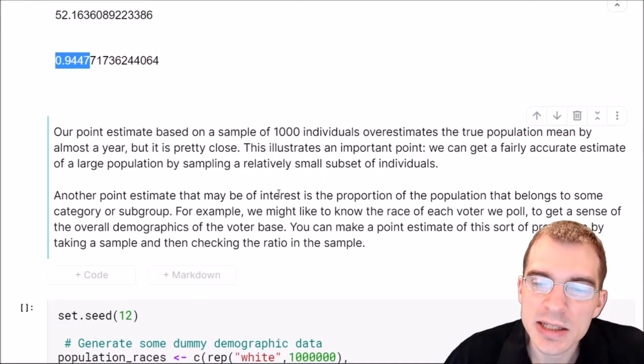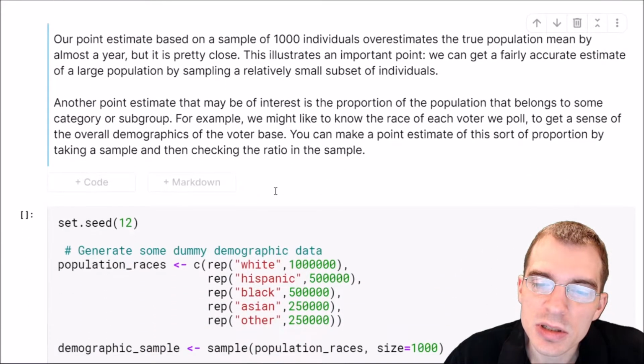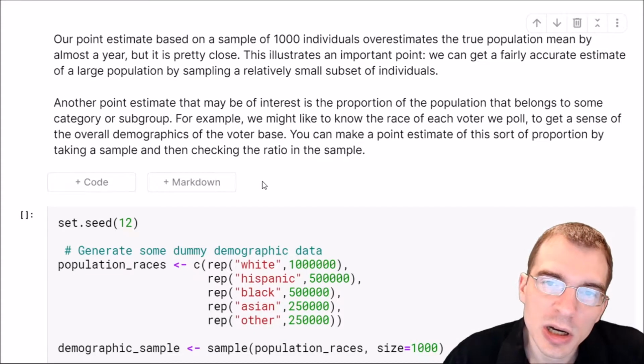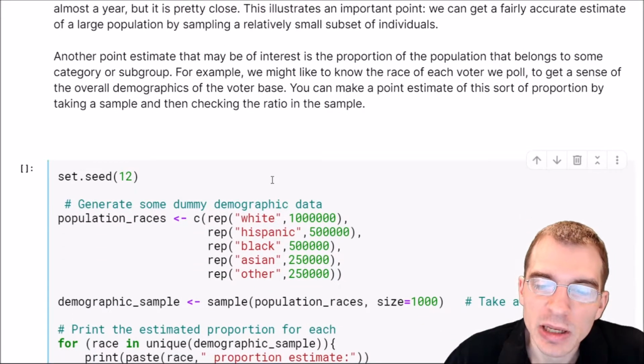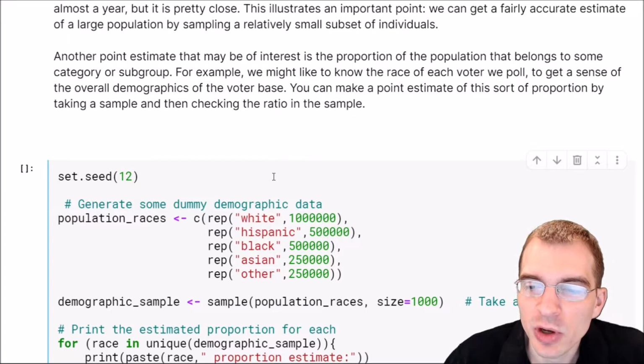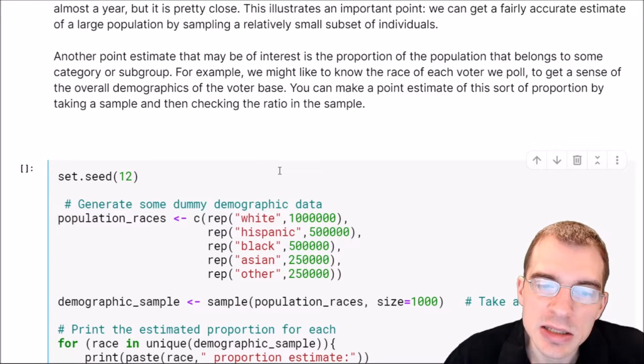Now, another point estimate that might be of some interest is the proportion of the population that belongs to some subgroup or category. For example, we might want to know what the race of each voter is in a poll to get a sense of overall demographics of the voter base.